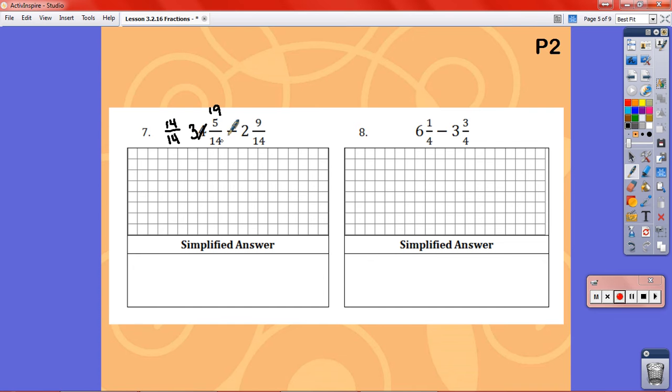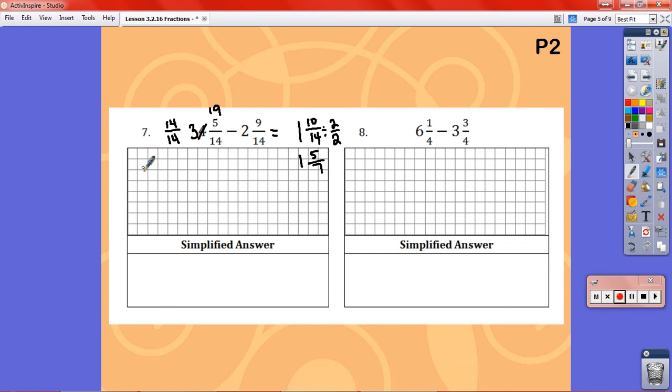Well, 3 and 19/14 minus 2 and 9/14. Well, 19 minus 9 is 10. So we have 10/14. 3 minus 2 is 1. So we have 1 whole. 1 and 10/14 can be simplified. Divide by 2. They're both even. 10 divided by 2 is 5, and 14 divided by 2 is 7.